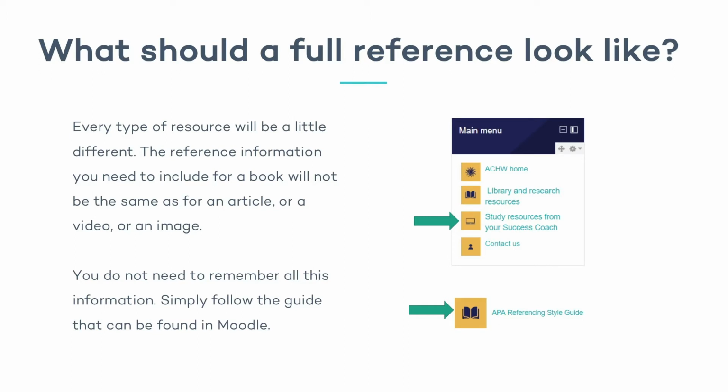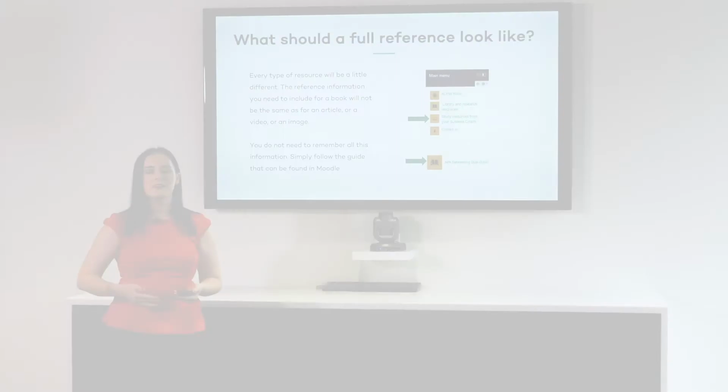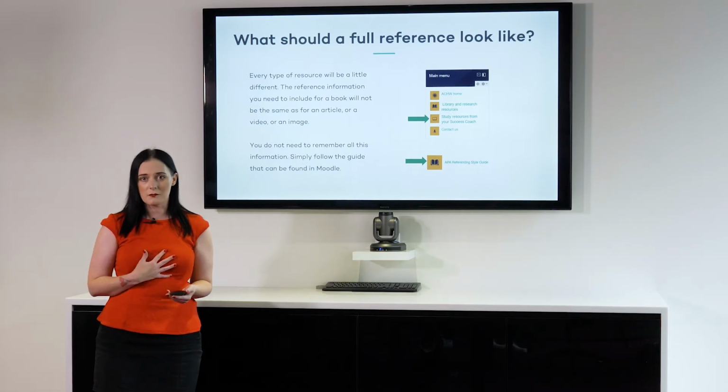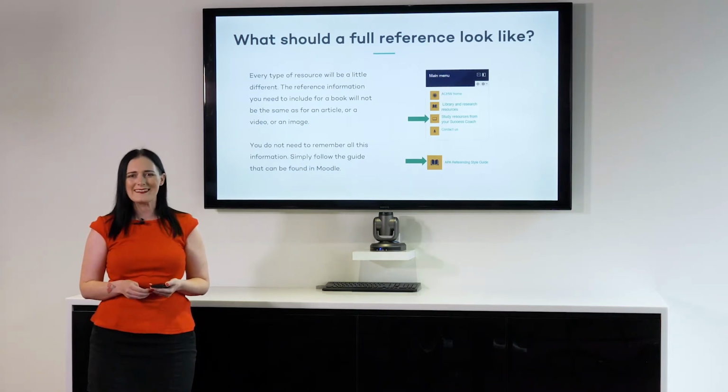Okay, so what should a full reference look like? You've seen what an in-text reference looks like, but what about a full one? Well, like I was saying before, each type of resource will look a little bit different. A book will not have the same information as a journal article, or a website, or a video. They'll all look a little bit different. And because there are so many different types, we don't expect you to remember them. I don't remember them, and I've been a student for years.